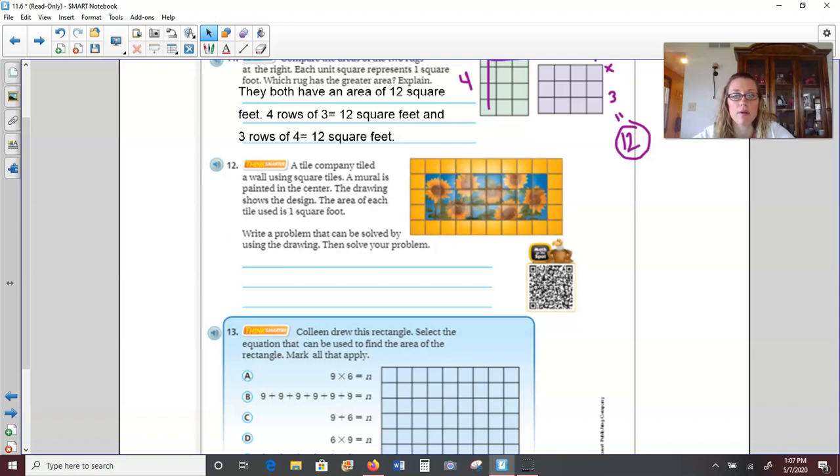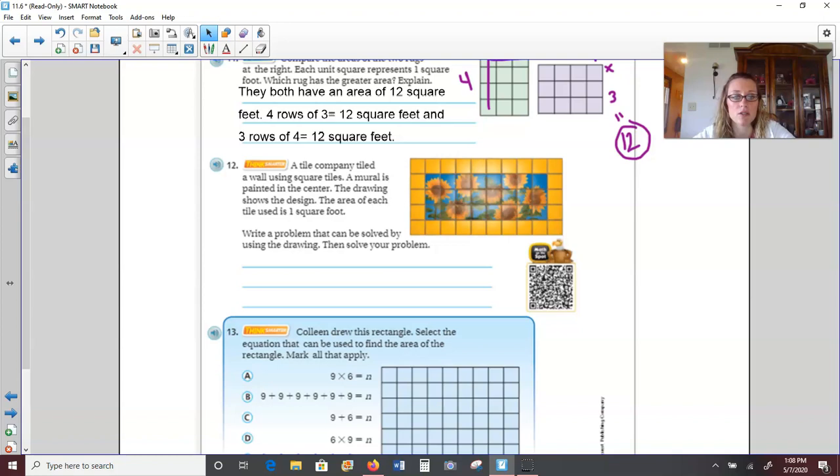A mural is painted in the center. The drawing shows the design. We've got some sunflowers in the middle there, pretty. The area of each tile used is 1 square foot. Write a problem that can be solved by using the drawing. Then solve your problem. So they want us to create a problem.